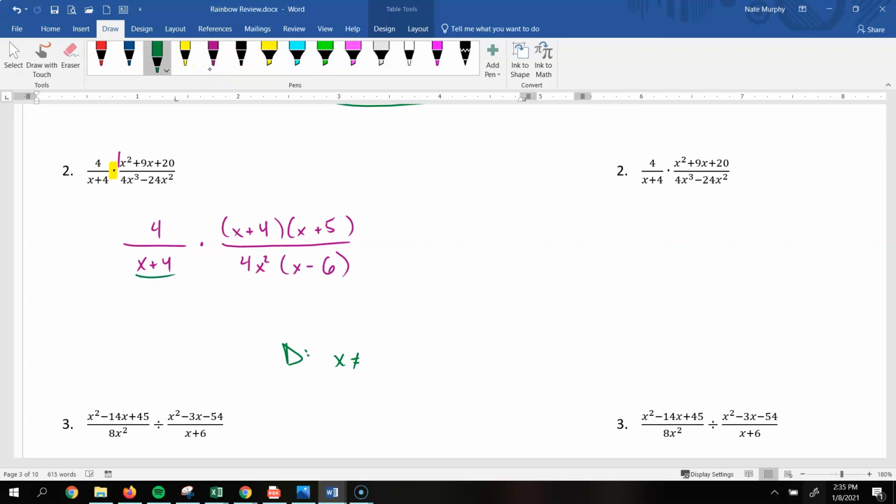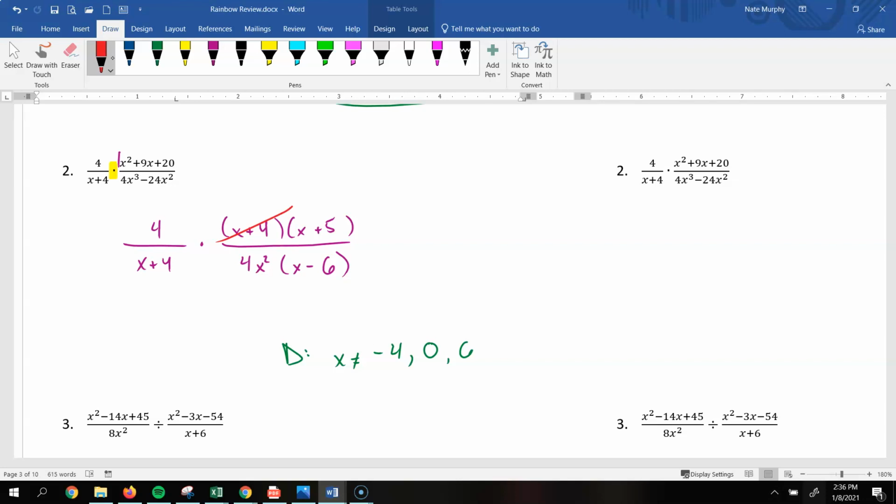Looking at this first factor, x plus 4, if I set that equal to 0, I would find that x can't equal -4. If I set this factor equal to 0, I would just get 0, so x can't be 0 either. And if I set this factor equal to 0, I would get 6, so x can't be 6 either. So there are 3 restrictions in our domain. Like I say, I always like to do that first before simplifying, so I don't forget any of those restrictions after I cancel things out.